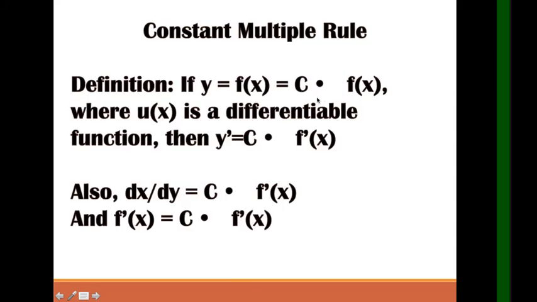Alright, so next, constant multiple rule. Definition. If y is equal to f of x is equal to c times f of x, where u of x is a differentiable function, then the derivative of y is equal to c times the derivative of x. Also, dy over dx equals c times the derivative of f of x, and the derivative of f of x is equal to c times the derivative of f of x.